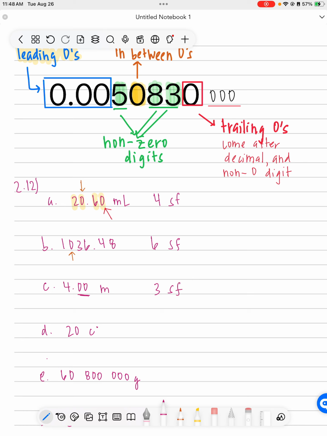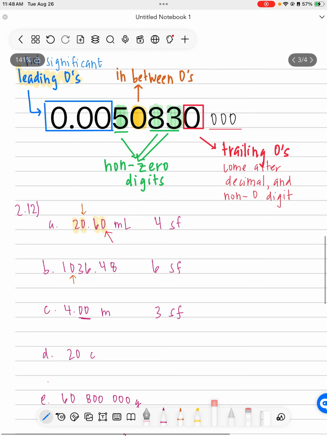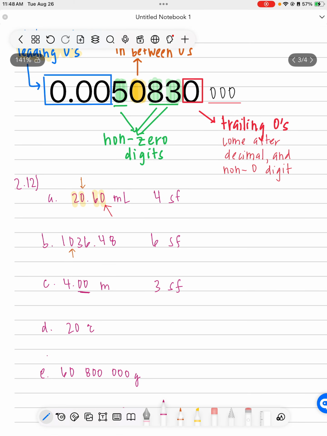Okay, D, 20 degrees Celsius. I wrote my degree in the wrong place, my bad. Okay. Do we have any leading zeros? We don't. Do we have any trailing zeros? We don't, because remember that trailing zeros come after a decimal and a non-zero digit.